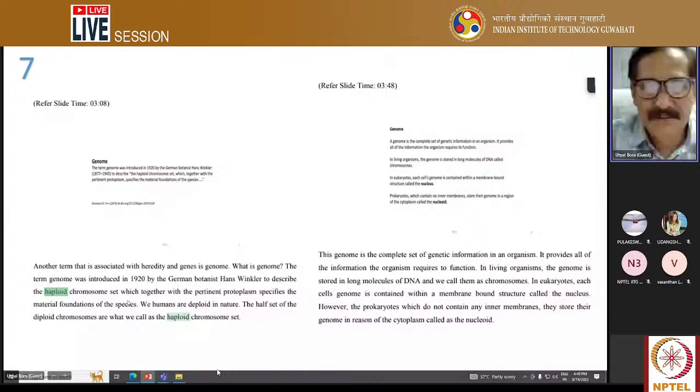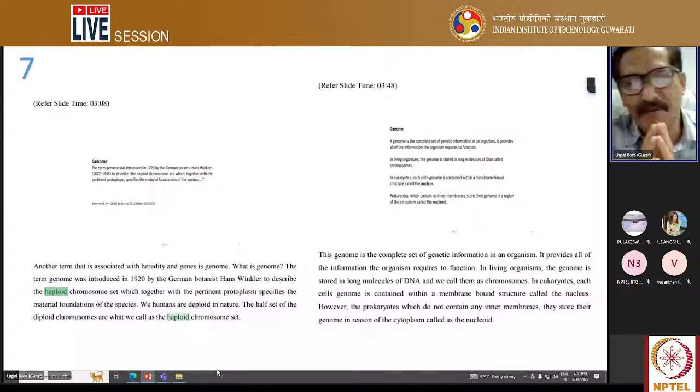If you go to the next slide at 3.48, this is what we have stated. The genome is the complete set of genetic information in an organism, not haploid. We have not stated anywhere that it is haploid. So it is the complete set of genetic information in an organism. There is no doubt about it. It provides all of the information the organism requires to function. In living organisms, the genome is stored in a long molecule of DNA, and we call them chromosomes. In eukaryotes, each cell's genome is contained within a membrane-bound structure called the nucleus, and so on and so forth.